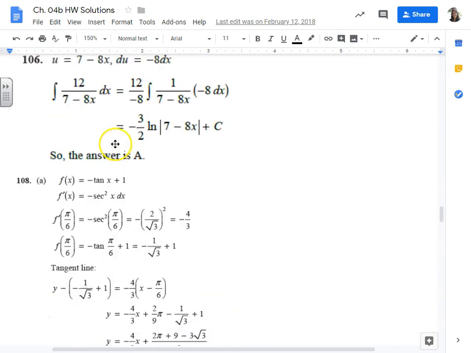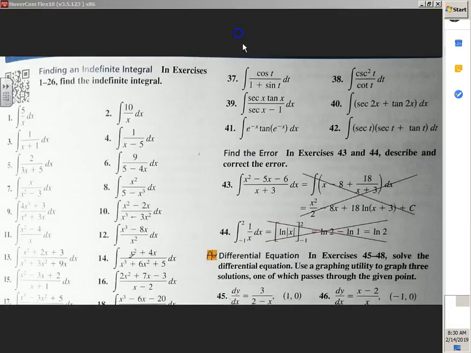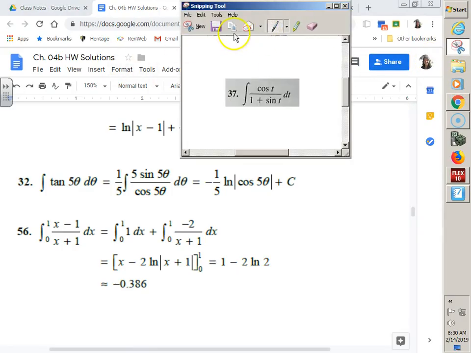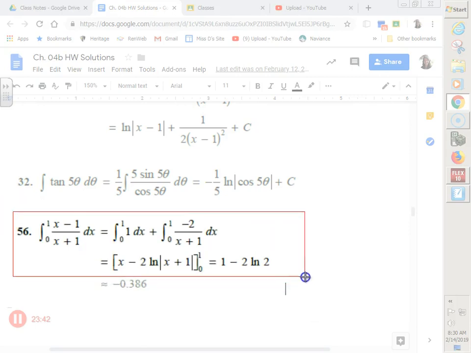Okay, and then number 56. Oops, I just passed it. Oh, I'm sorry. 56. Oh, okay, I like it. Guys, what's true about the degree of 56? Aren't they tied?